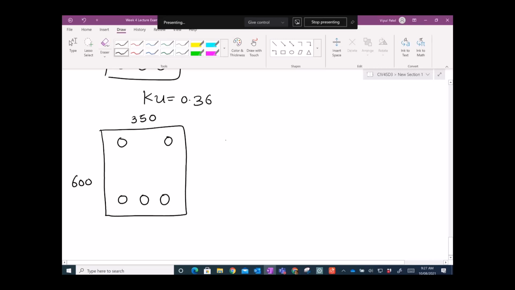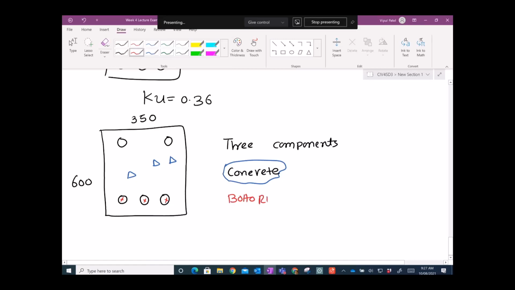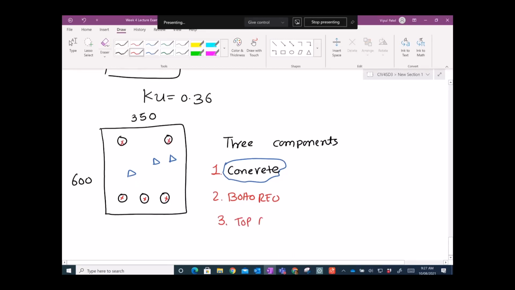Now in here we have 3 components. What are the components? We have concrete. Let's say put this blue one, concrete. Then we have this bottom Rio. This is the first one. This is the second one, and the third one is this top Rio. So we have 3 components. Each of the 3 components will have a moment contribution.